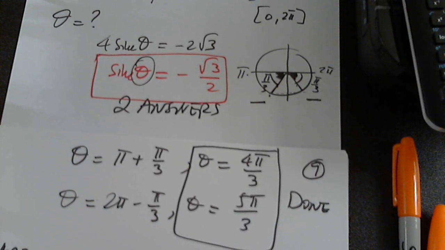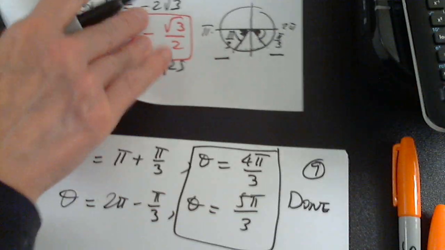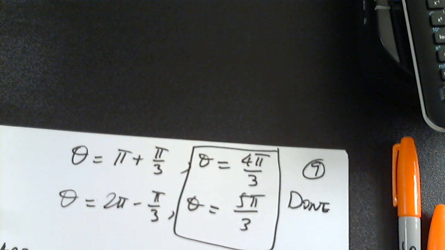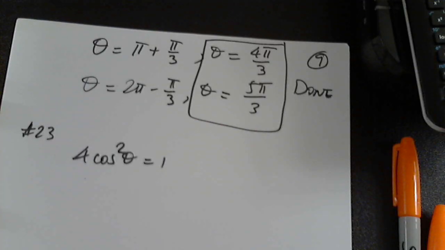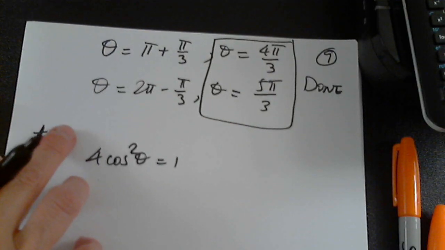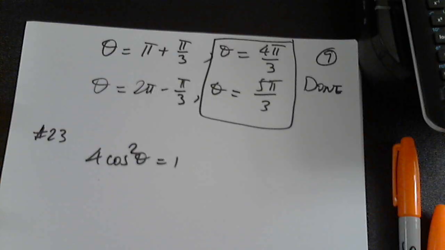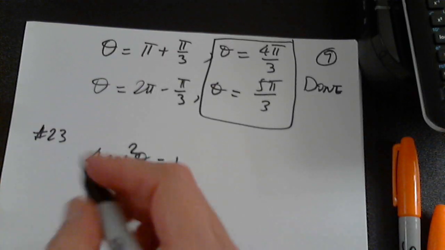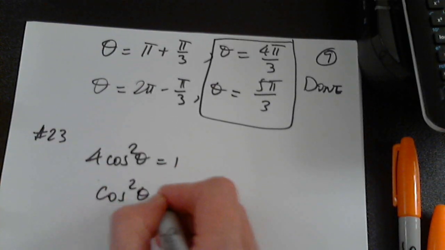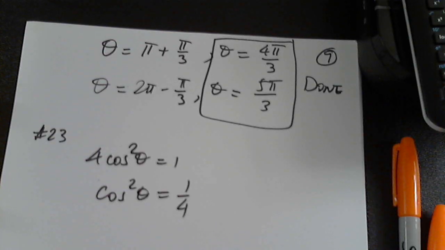So 4 cosine squared theta equals 1. Good. What will be the first step, please? Shave it off, clean it up. How? Divide by 4. Of course. What will be the next step? Mandatory step.